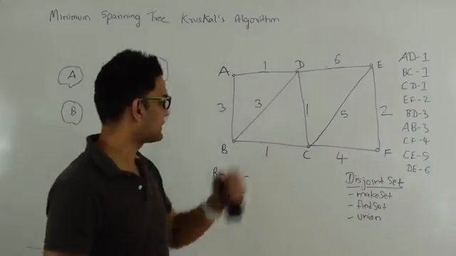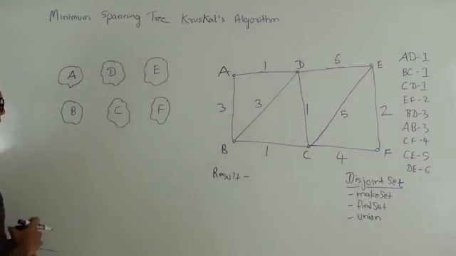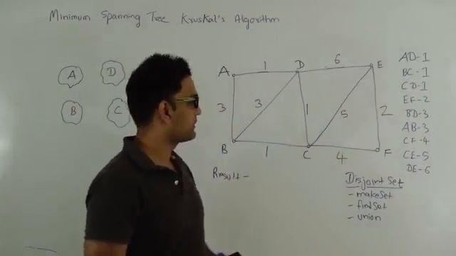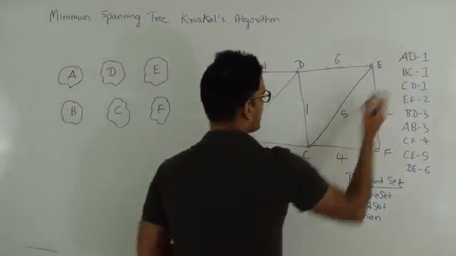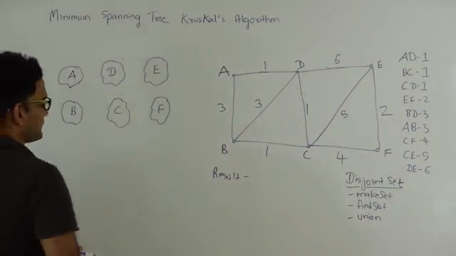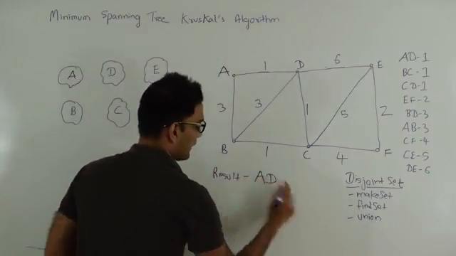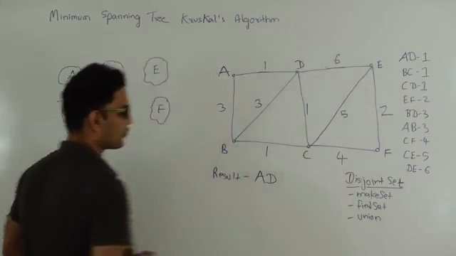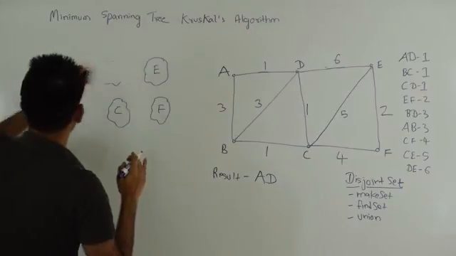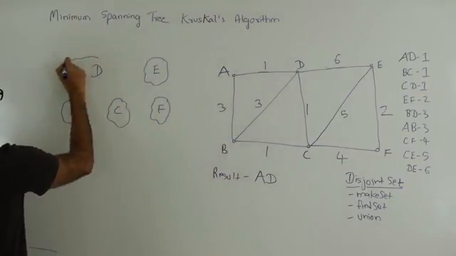So let's try with this example here. I have already created 6 different disjoint sets, and I have already sorted the edges in non-decreasing order. So first let's pick this edge AD. A and D are in 2 different disjoint sets. So we'll pick AD into the final result, and using the union operation of disjoint set, we'll merge A and D. So this will become A and D in one set.